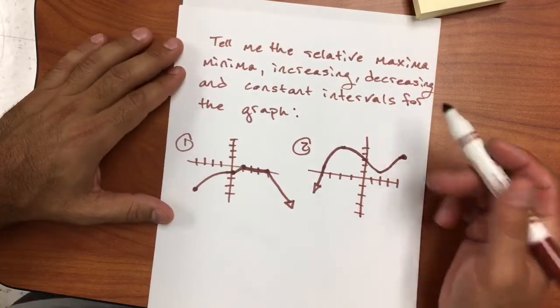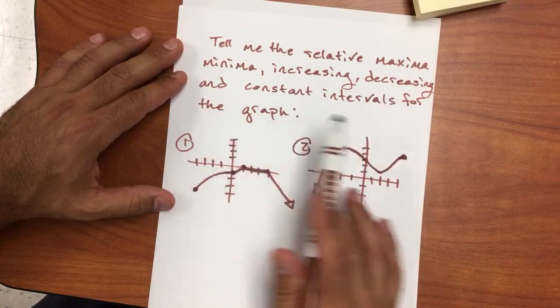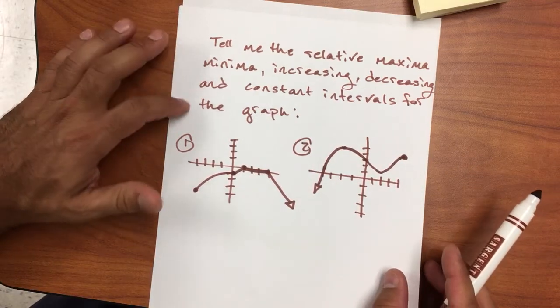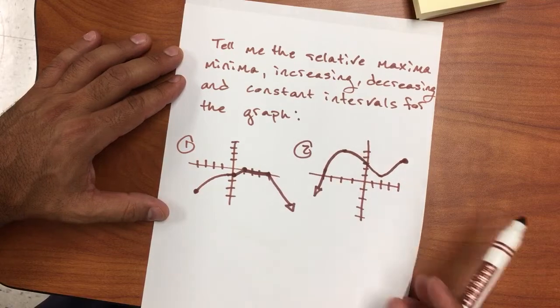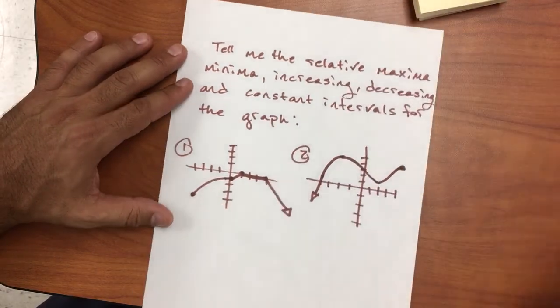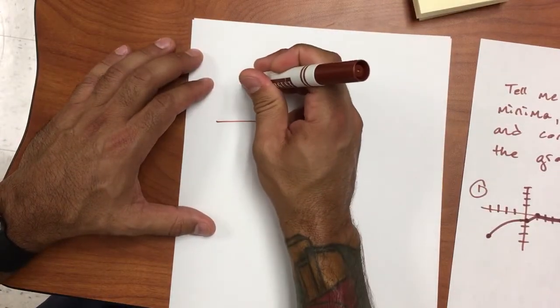All right, so I'm going to go over the relative maxima, minima, increasing values, decreasing values, and constant intervals for the graph. So when we're looking at graphs like this, we'll be able to tell all of that stuff. Relative maxima just means like if I'm looking at a graph that looks like this.